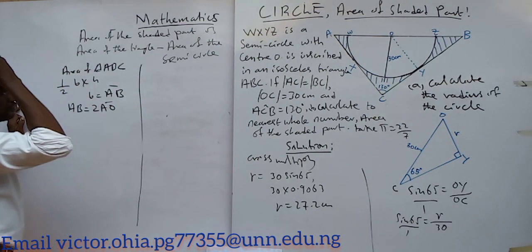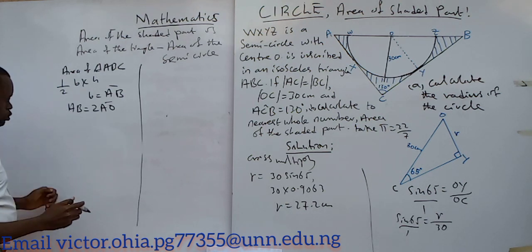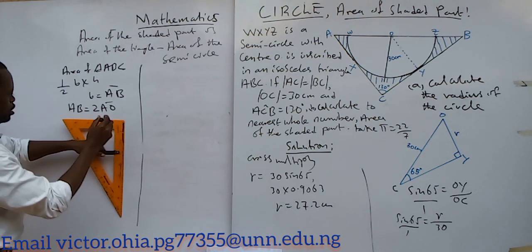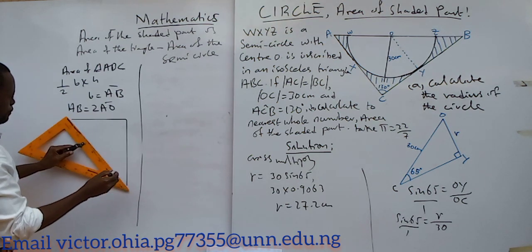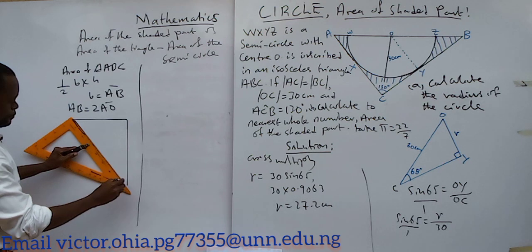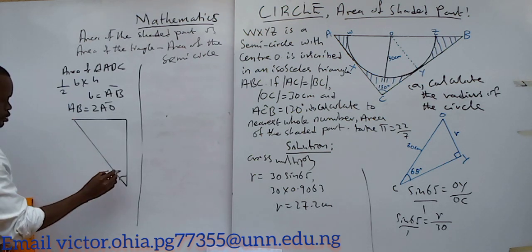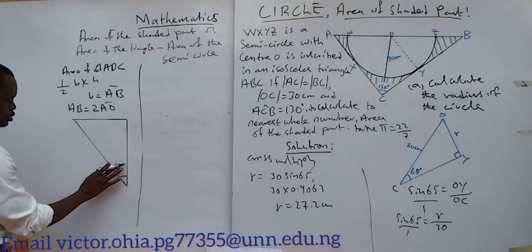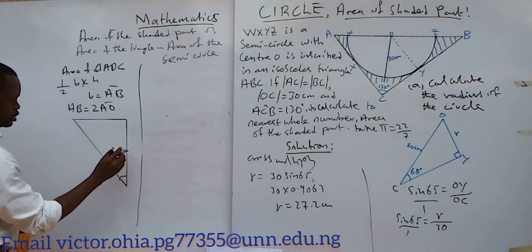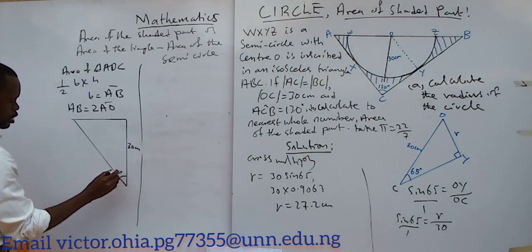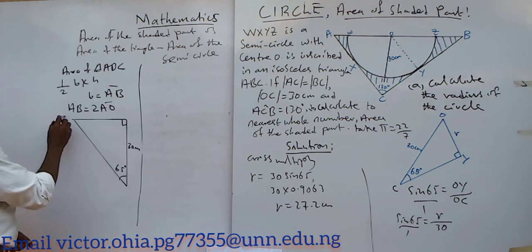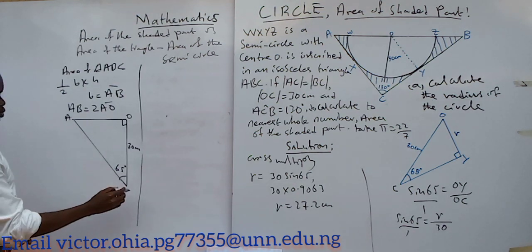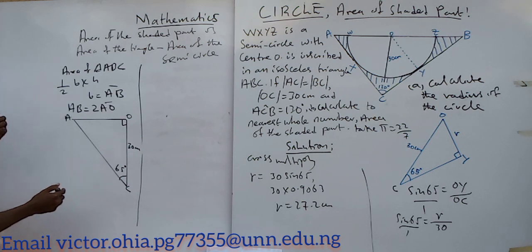So it then means we can start from calculating AO. Remember, this side is 30 cm, and here is 65 degrees. Yeah, this is A, this is O, and this is C. You can see it from that diagram.